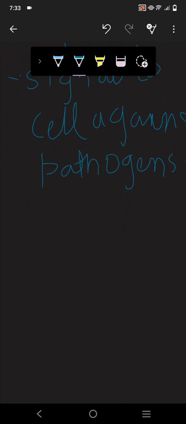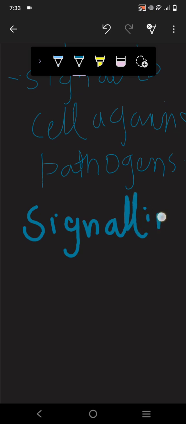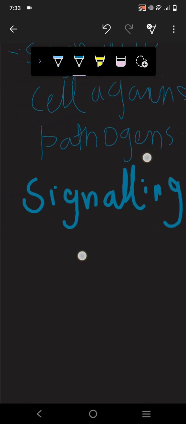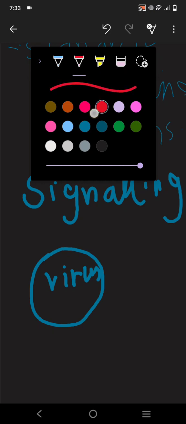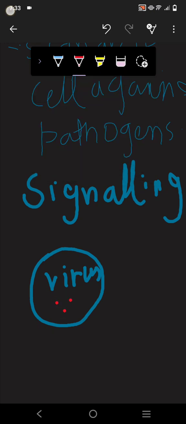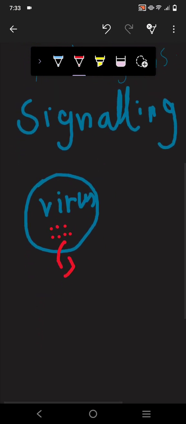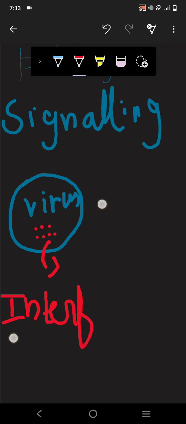For example, it provides us the signaling. What kind of signaling? It always works on the cells that contain a virus, or where the pathogen is a virus. So for example, this cell is being infected by the virus now. In the DNA of every cell there are some interferons. Interferons are basically proteins.